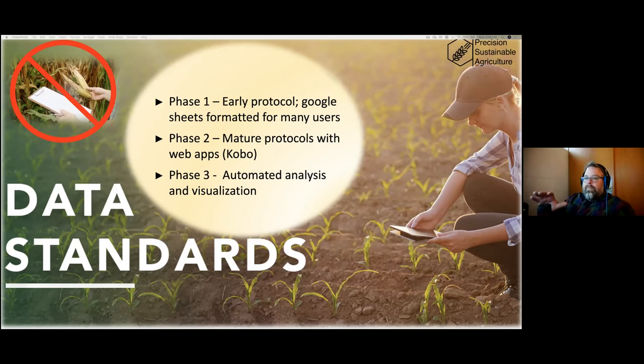For an early protocol that's less mature, we would use something like Google Sheets that's formatted for many users. This is a nimble product that allows us to make changes. With a new protocol, you might need to change things: maybe we're studying 3 weeds, maybe we're studying 10 weeds, and you need that nimbleness to make adjustments to the spreadsheet. Google Sheets is good for that. But once we develop a mature protocol where we know exactly what we want to collect and how we want to collect it, that's when we start to shift to web-based applications like Kobo, which I'll highlight in a second.